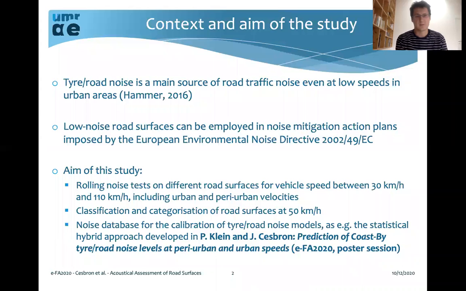Tire rolling noise is the main source of road traffic noise, even at low speeds in urban areas, and low noise road surfaces can be employed in noise mitigation action plans imposed by the European Environmental Noise Directive. So the aim of the study was to test rolling noise on different road surfaces for vehicle speeds between 30 kph and 110 kph, including urban and peri-urban velocities, and then to get the classification and categorization of road surfaces at 50 kph.